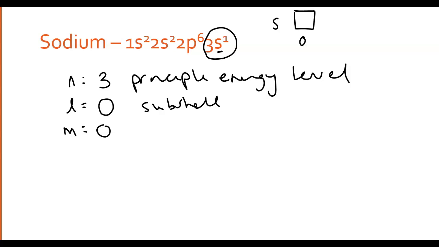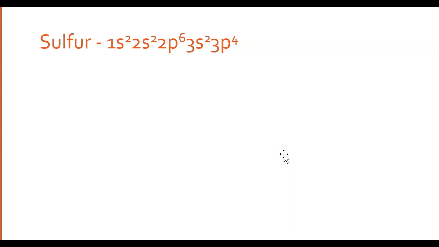All right, our last one then is going to be our spin. And so our spin will be S, or sometimes you'll see it as, I believe, MS. Now, for sodium, we would have 1 electron going up, so I would call this +½. And so the quantum numbers for sodium would be 3, 0, 0, +½.